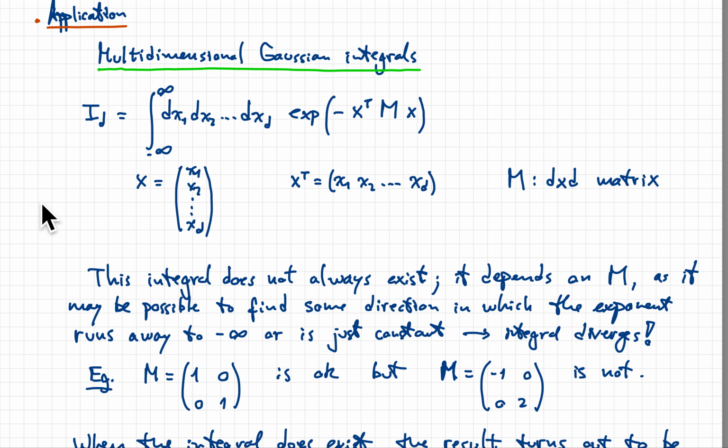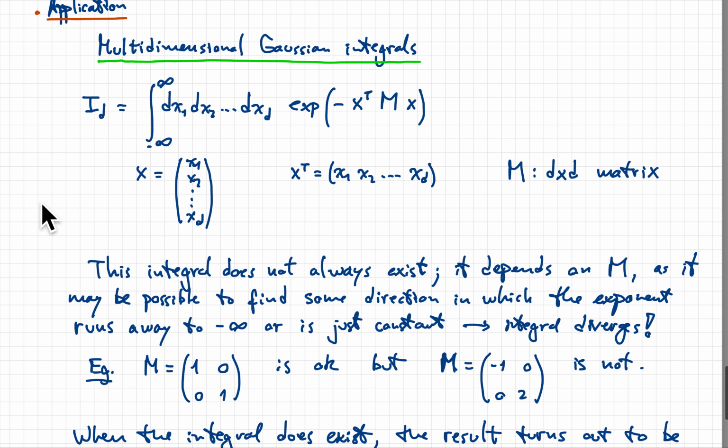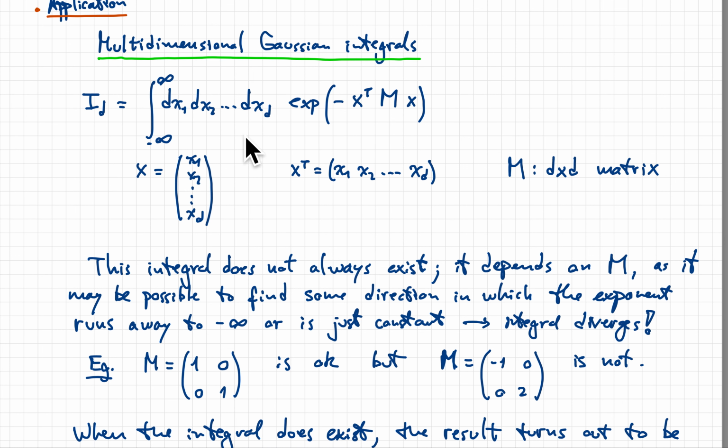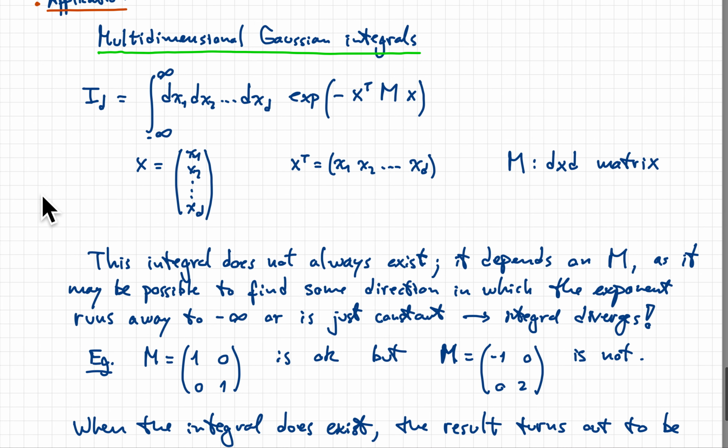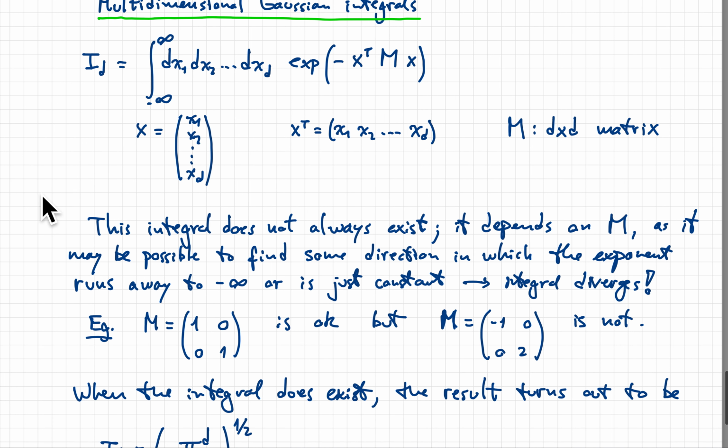Now, if we're in higher dimensions, that's not so simple. It's a bit more complicated, and you may end up with directions where the integrand doesn't vary at all, and so it's a constant. It doesn't decay at infinity, or worse, it could explode at infinity if the matrix M is not properly chosen. So if you end up with a matrix M that has this weird property, then the integral won't exist. And here's an example of that.